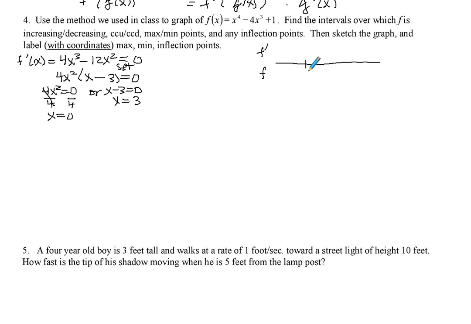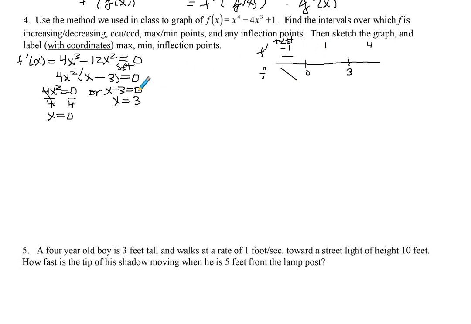So we've got 0 and 3 as cutoffs, and we pick test numbers here. So let's test negative 1, 1, and 4 into f prime. So we're plugging those here into f prime, or here. Probably easier to plug in here. So negative 1 squared, that's positive. Negative 1 minus 3 is negative. Positive times negative, negative. So f is decreasing.